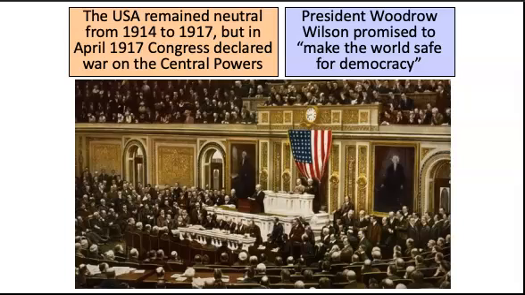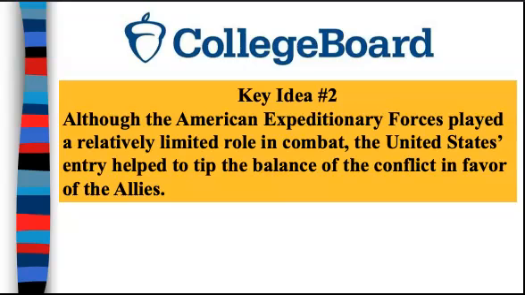Although we remained neutral from 1914 to 1917, in April of 1917, Congress will declare war on the Central Powers. President Woodrow Wilson had promised to make, quote, the world safe for democracy, leading us then to key idea number 2. Although the American Expeditionary Force played a relatively limited role in combat, the United States entry helped to tip the balance in the favor of the Allies.